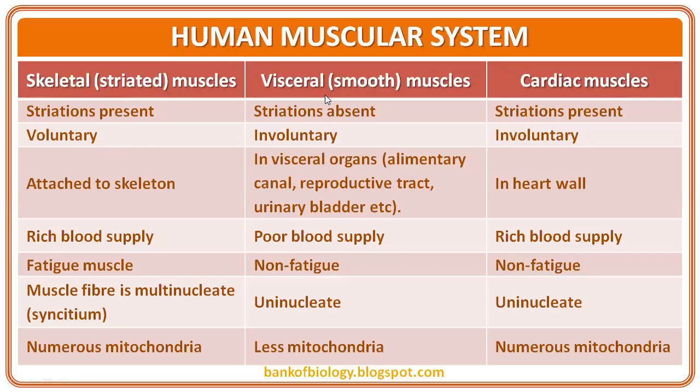In the same way, visceral muscles are mostly present in the visceral organs. Smooth, why do they call it smooth? That means the arrangement of thick and thin filaments is in an irregular manner. Involuntary, not in our control.